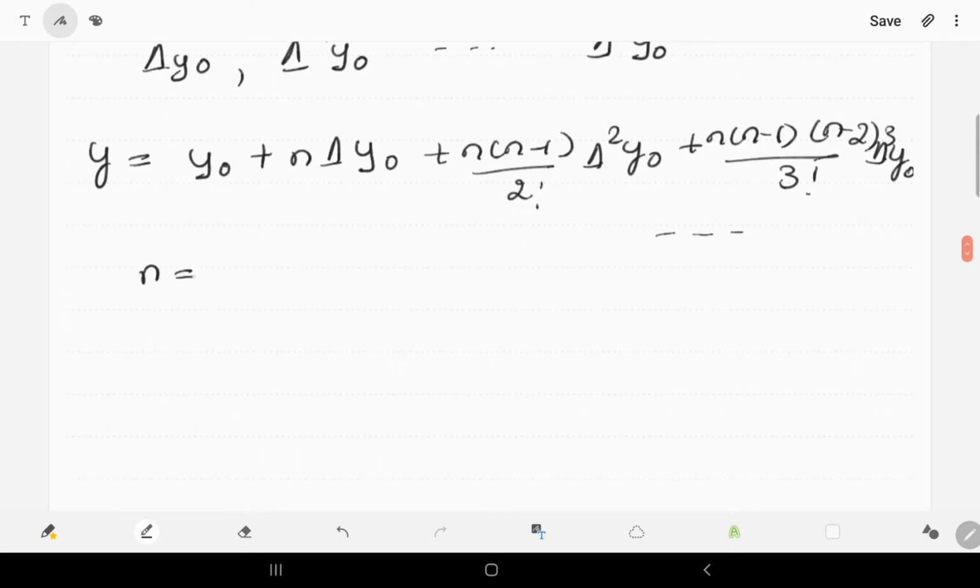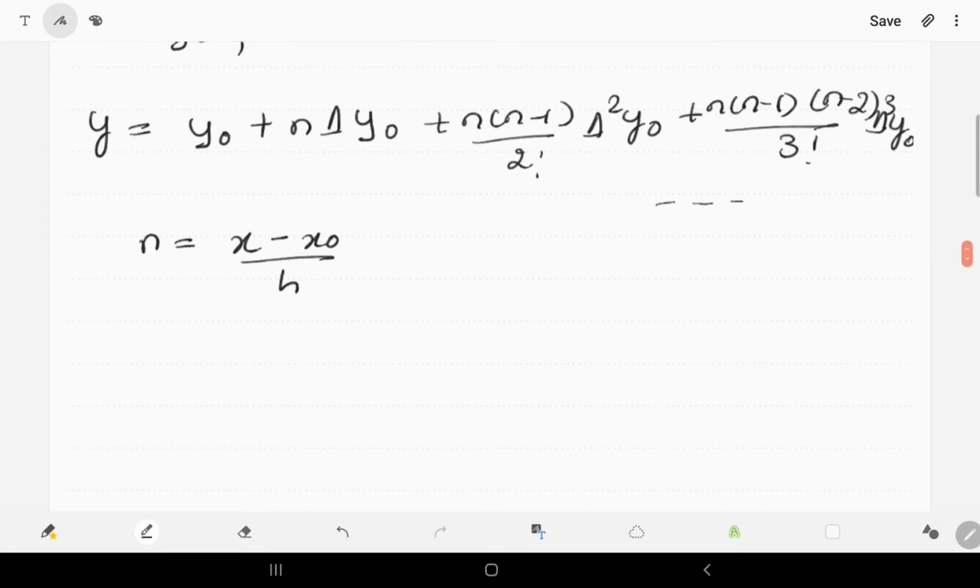where n is equal to x minus x0 divided by h, where x is the value or the missing number we have to find out, x0 is the initial value of the argument and h is the class interval. That is the difference between x0, x1, x2, x3 and so on. That is the equal intervals. Now, it is called Newton's Gregory forward interpolation formula. Okay. Now, let us solve one example.